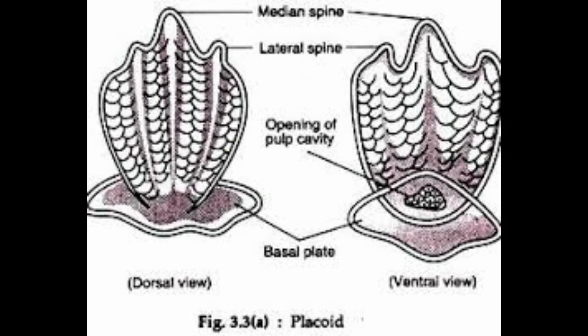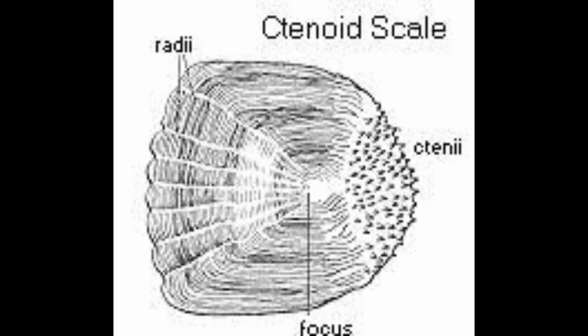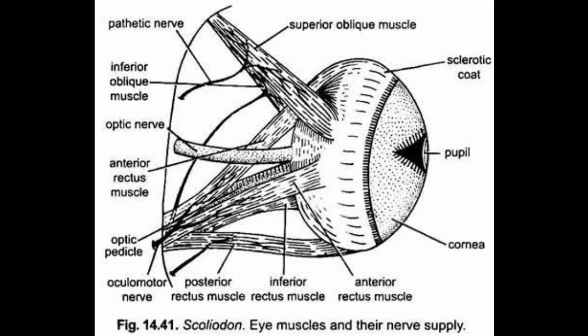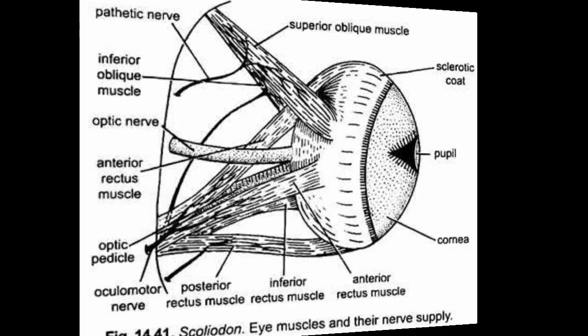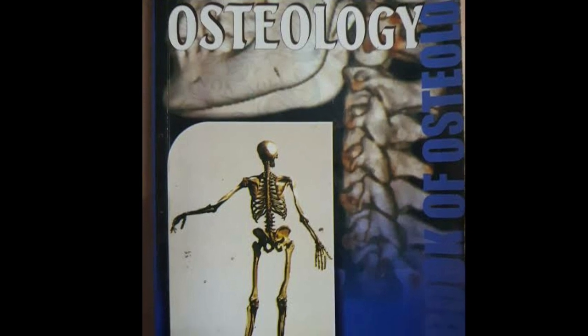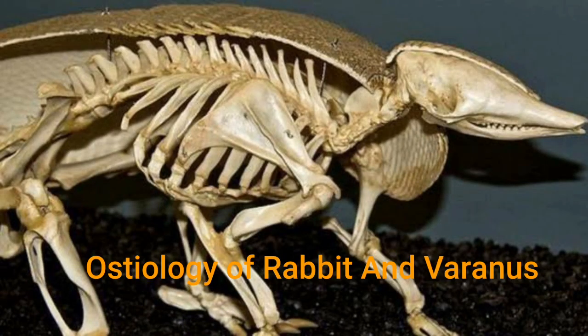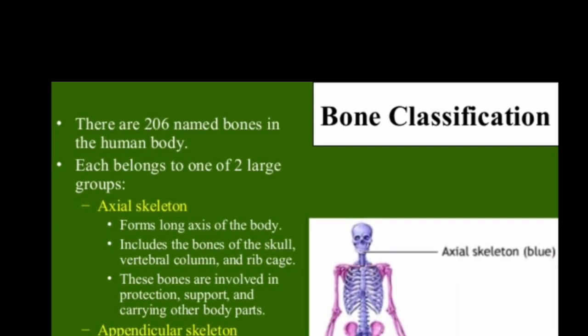In this part you have to prepare a permanent micropreparation of fish scales, that is placoid, ctenoid or cycloid scales, and also mountings of ampullae and eyeball muscles. In part 3 there is osteology of rabbit and Varanus. Osteology means the study of bones or endoskeleton.